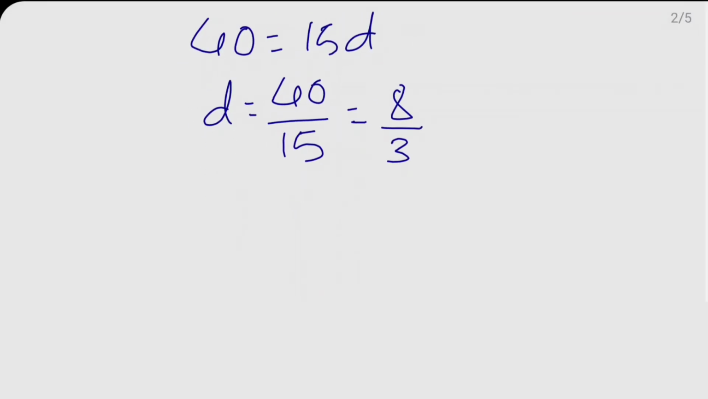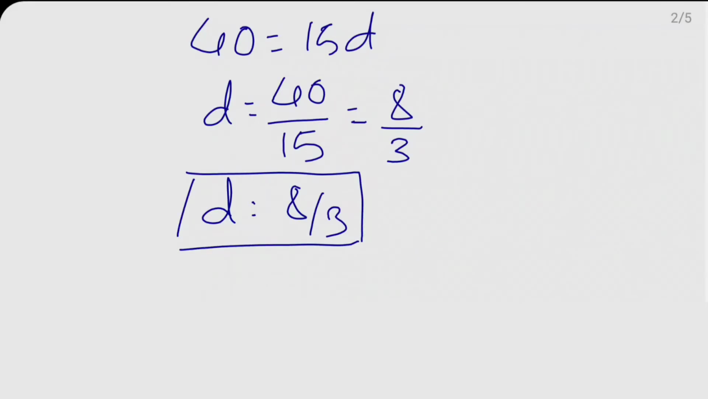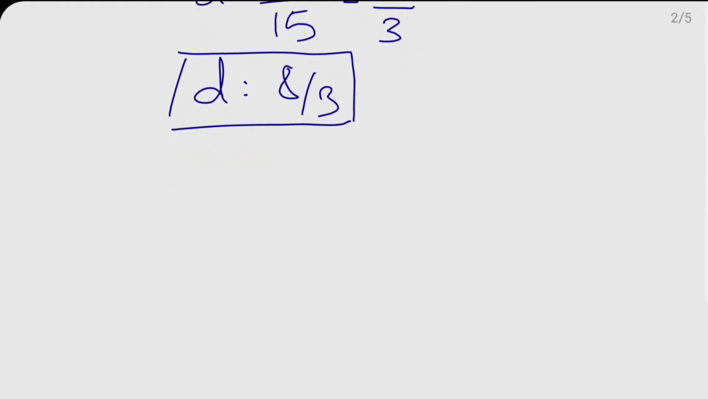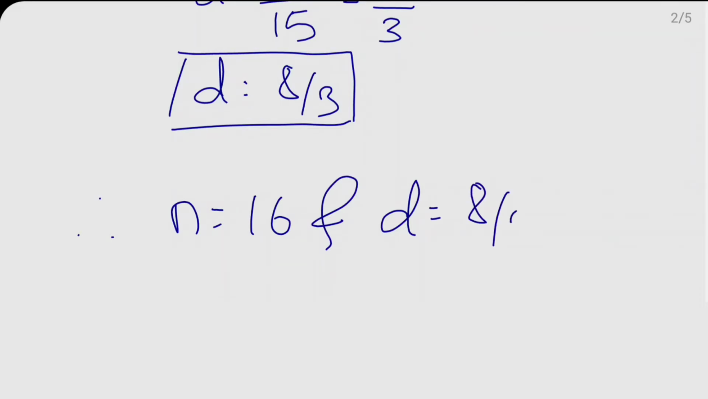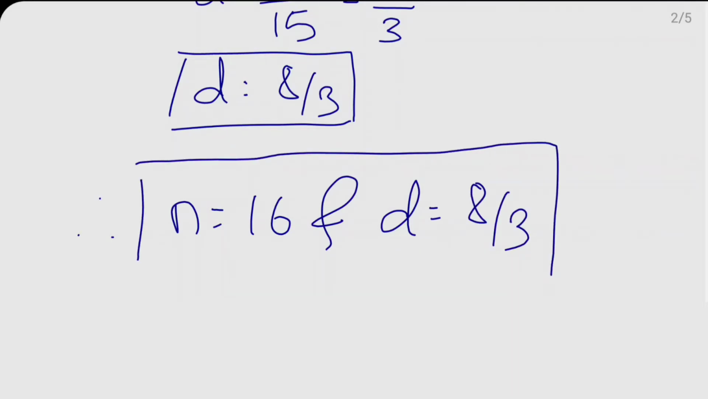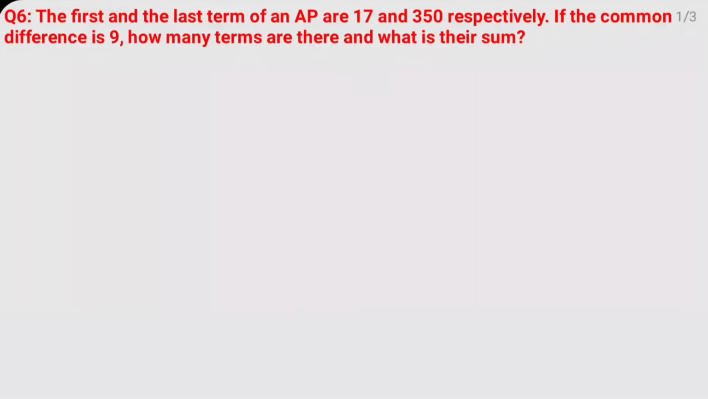So now d equals 40 by 15, so this equals 8 by 3. Therefore d is 8 by 3. Any doubt? So write down the conclusion here. Therefore n is 16 and d is 8 by 3. Is it clear?